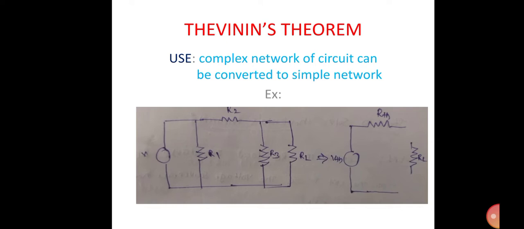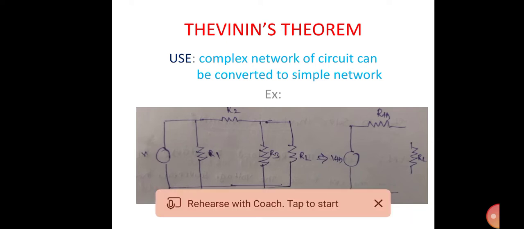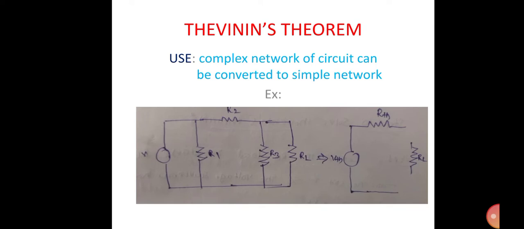Thus we can calculate the current flow in a load resistor using a single resistance and a voltage source. This is the main purpose of Thevenin's theorem. In this example, we have three resistors R1, R2, R3, which are shown in the figure, a voltage source, and a load resistor. These three resistances R1, R2, R3 are simply combined as R Thevenin, RTH, and the voltage source is VTH.